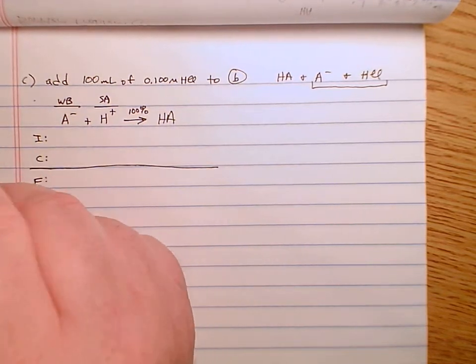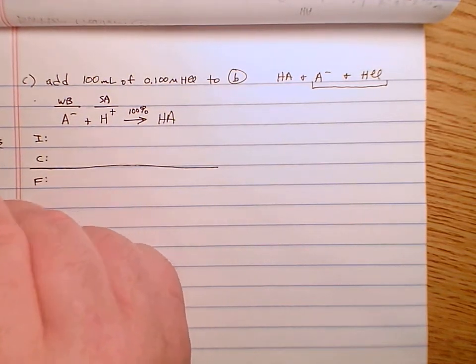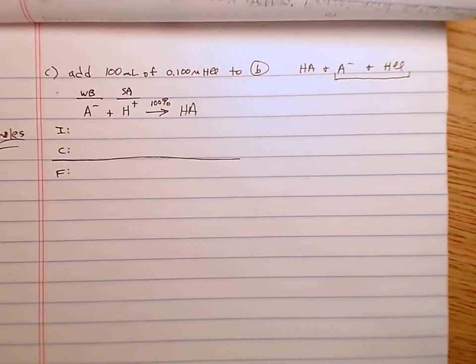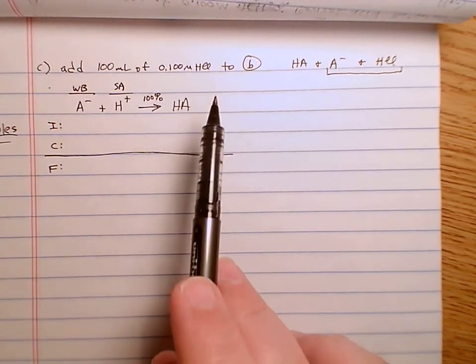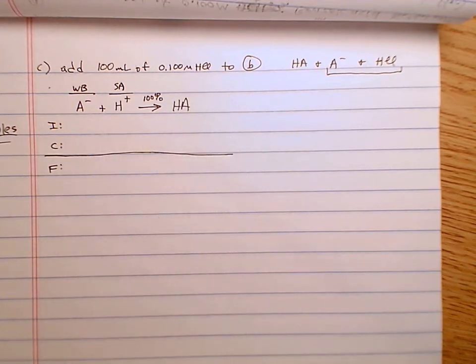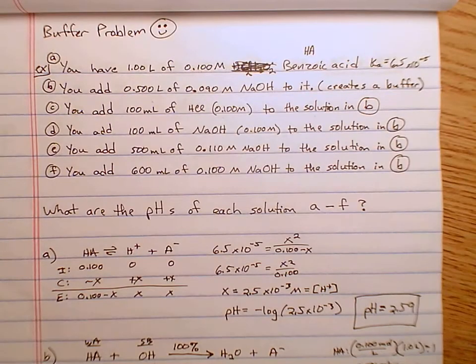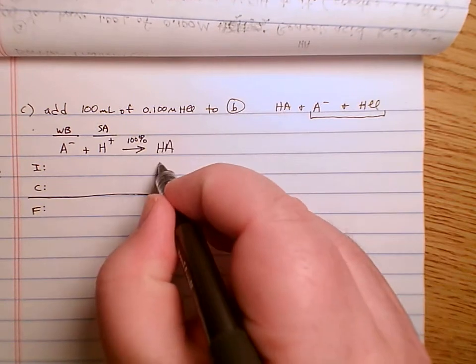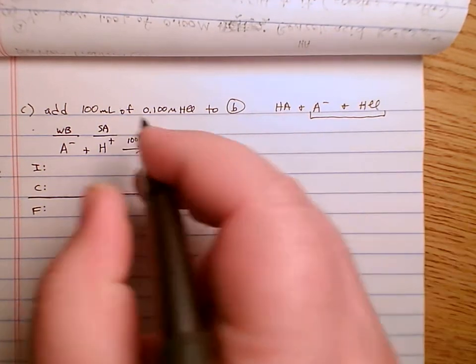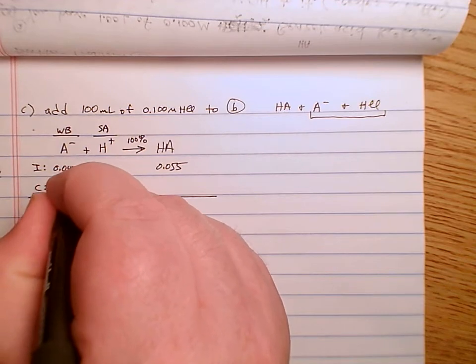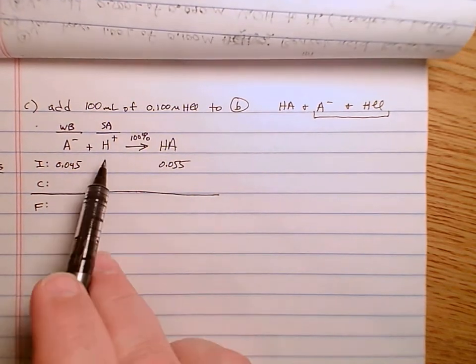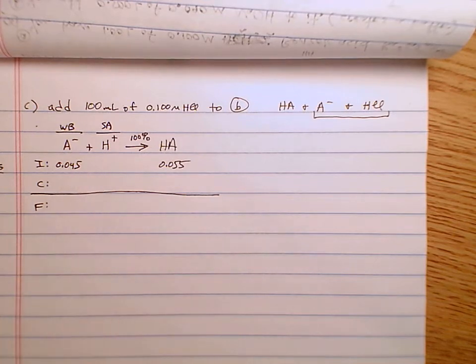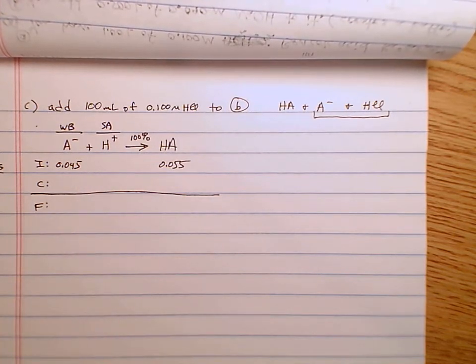Recall that these tables need everything in moles, so I need to figure out the moles of each. I'm adding my HCl to my buffer solution. Good news, in part B we calculated my buffer had 0.055 moles of HA and 0.045 moles of A minus. So let's just plug that in right here: 0.055 moles of HA, 0.045 moles of A minus. The question is, how many moles of H plus are we adding to this A minus?